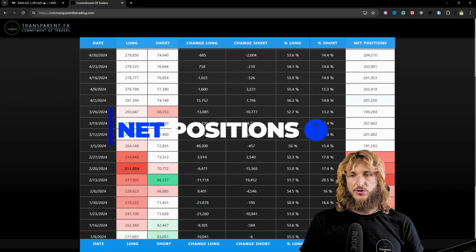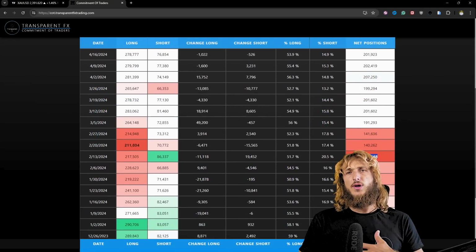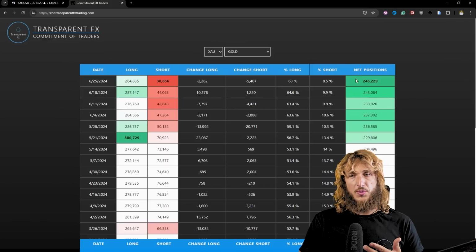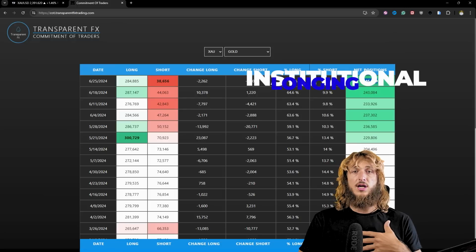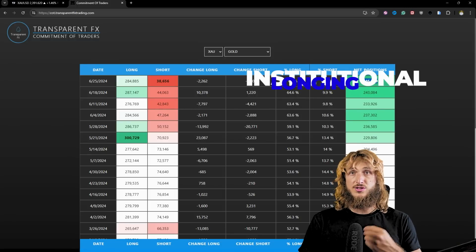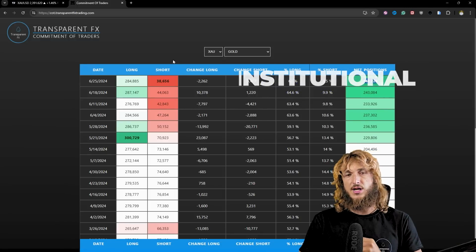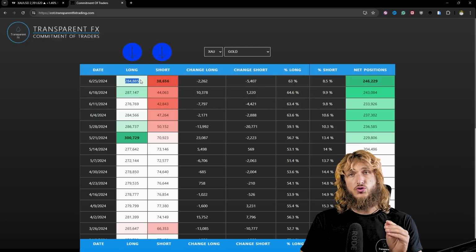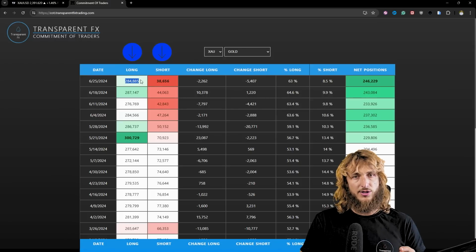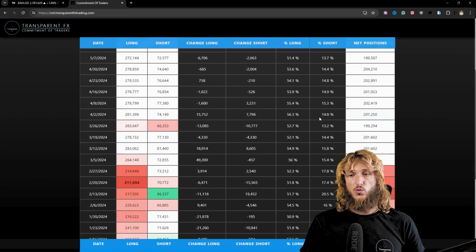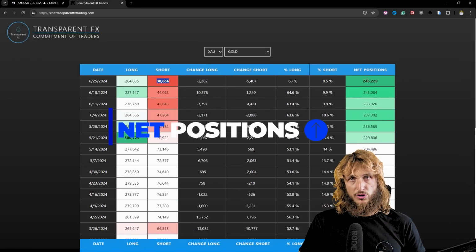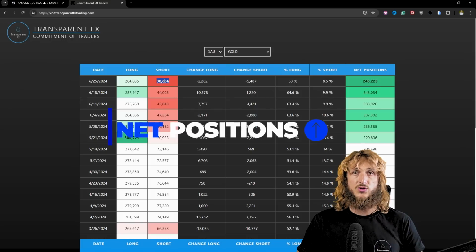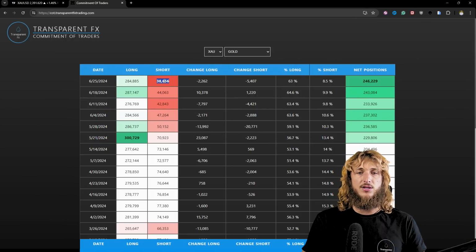We went from having 131.1k net positions, so a fairly negative net positioning, all the way up to now having a very positive net positioning with 246k net longs, meaning that we have way more longs than shorts from an institutional perspective, with institutions having 284k longs compared to only 38.6k shorts. So clearly, institutions went from having a not very bullish net positioning to now having a very bullish net positioning with way more longs than shorts. So they have been increasing their longs and decreasing their shorts.